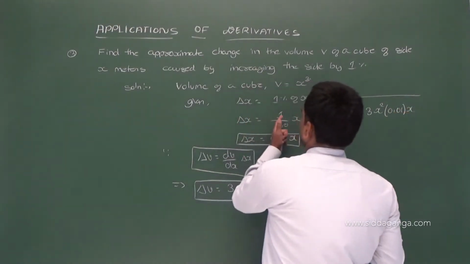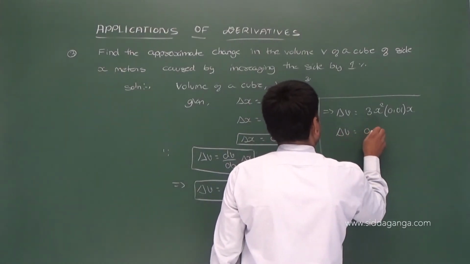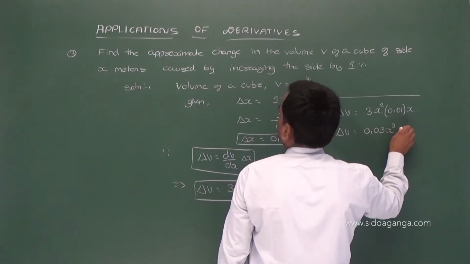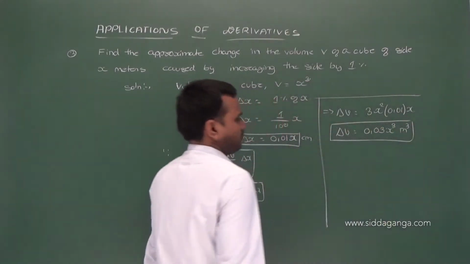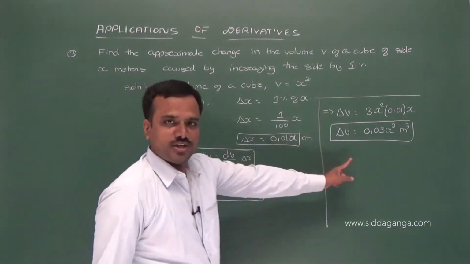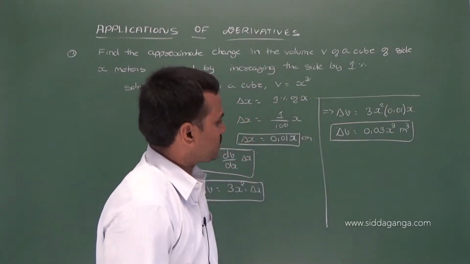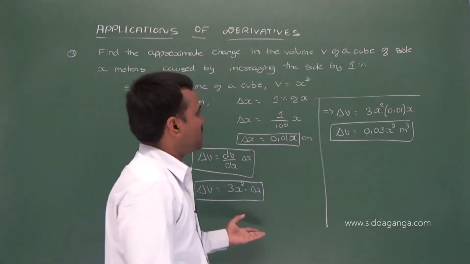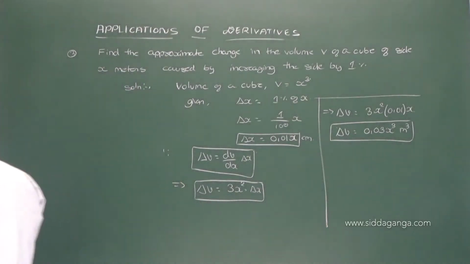Increasing means we take the positive values. Delta V is equal to 0.03 x cube. Here the unit is meter cube. So approximate change in volume, delta V is equal to 0.03 x cube meter cube. Understand? Same problem as we discussed in the first problem. Clearly observe. Next problem.